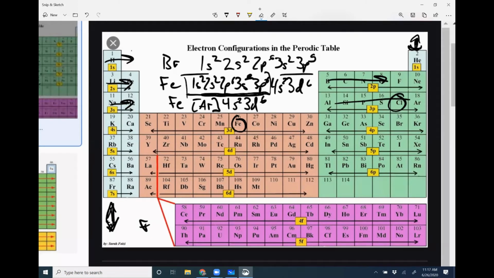So is there anyone in particular you'd like me to do for electron configurations?